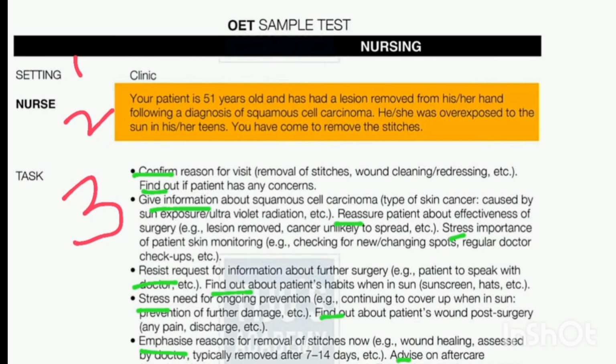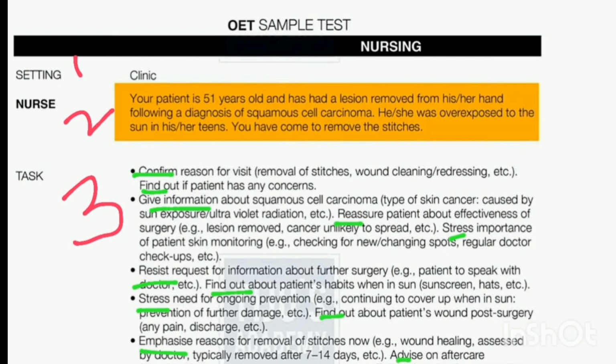Okay, the scenario is your patient is 51 years old and has had a lesion removed from his or her hand following a diagnosis of squamous cell carcinoma. He or she was overexposed to the sun in his or her teens. You have come to remove the stitches. So this is the scenario, and now the first task is confirm.